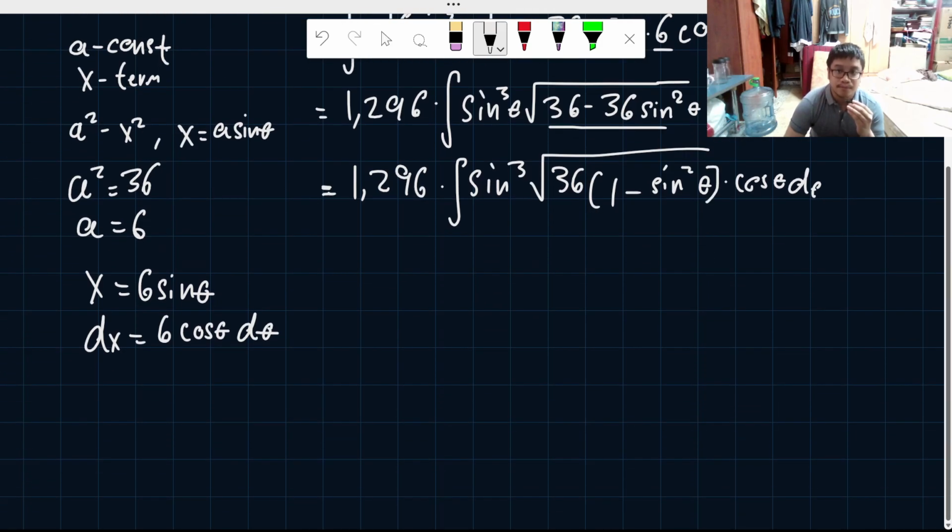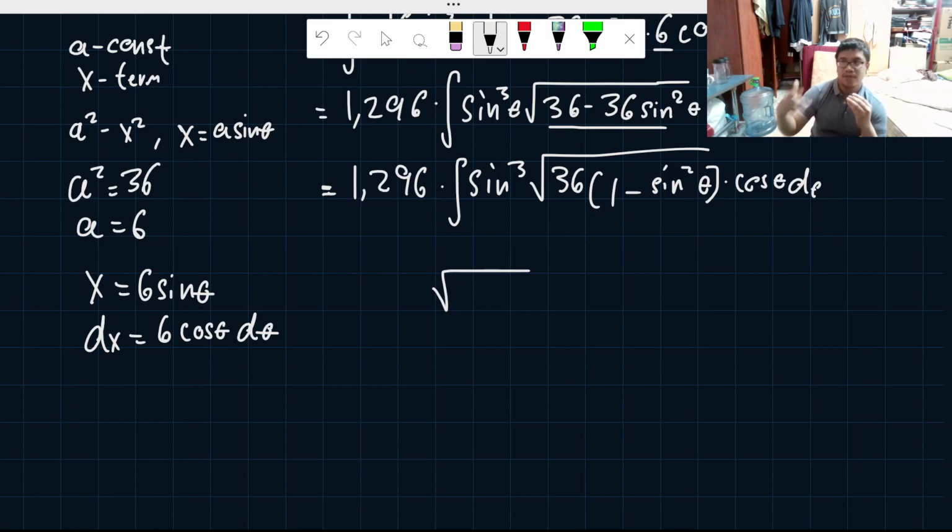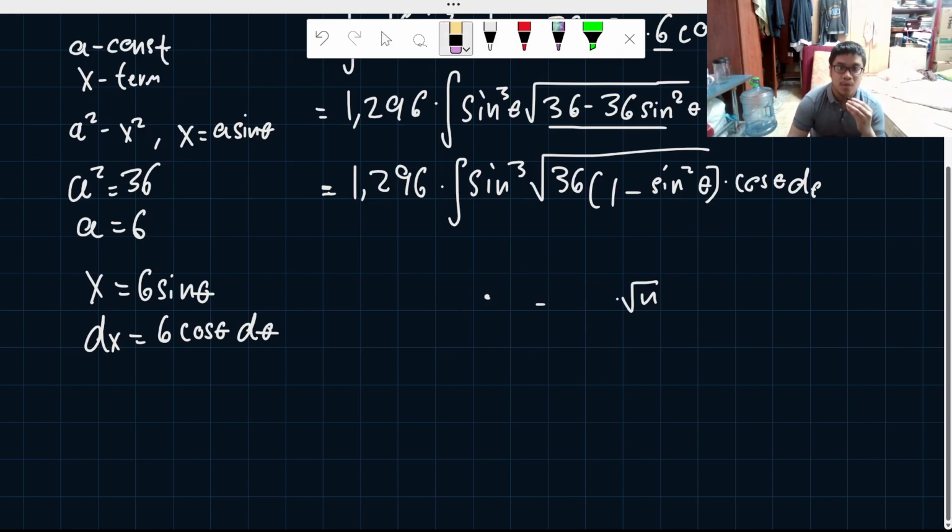So here, we can actually remove 36 outside. Recall that, in one of the laws of radicals or laws of exponents, if you have the square root of m times n, we can just have the square root of m times the square root of n. So with that, since we have 36 and the quantity 1 minus sine squared theta as factors, we can separate them.